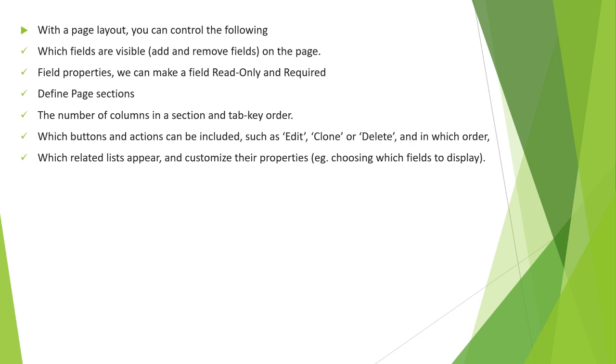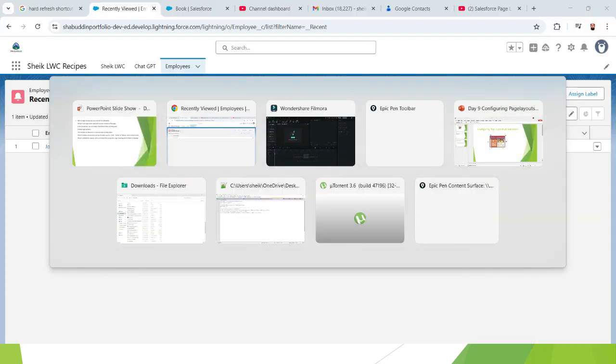We can control the number of columns to be displayed, how to control the order of the fields that are displayed, and whether we can divide them into different sections. All those changes we can make by using page layout. Maybe you are getting confused, so let us move to the application to make it clear.